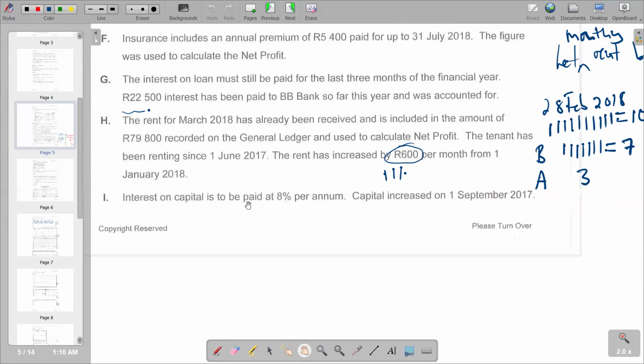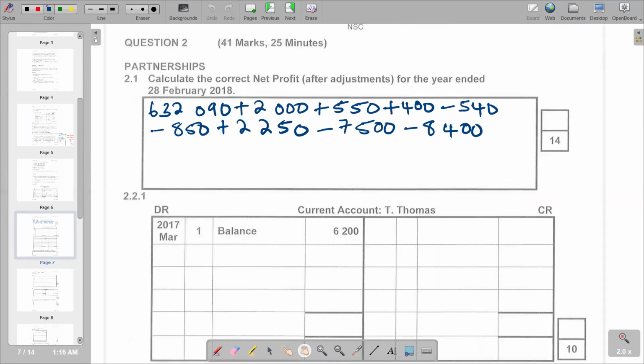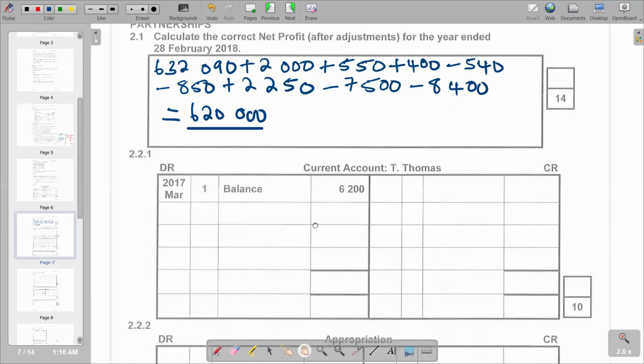We now have interest on capital, which is not part of our calculation of profits, and then we proceed. We now have partner salaries, which is not part of that again. The profit and loss sharing ratio is not part of that. So we have exhausted our adjustments, so we can calculate the correct net profit balance. You make a calculation by adding and subtracting. The final answer that you're supposed to get is 620,000. So this is your final answer. Basically, this is what we have on 2.1.